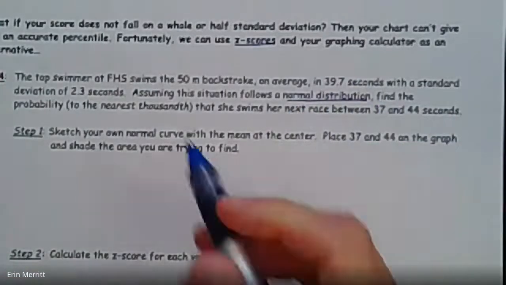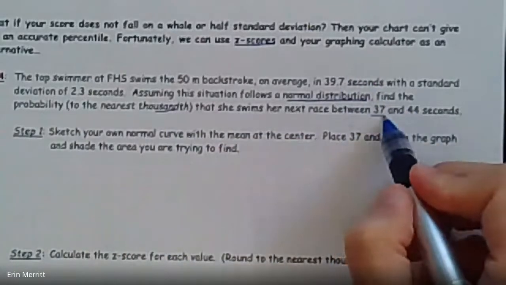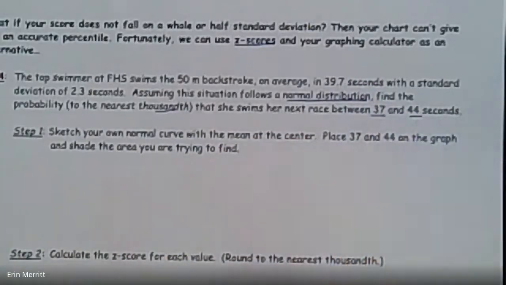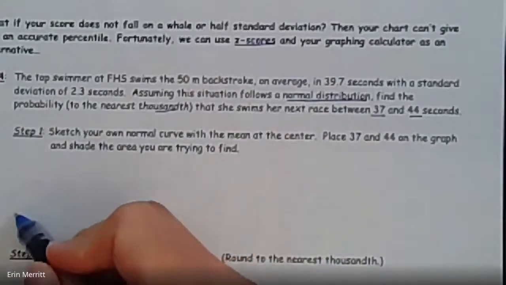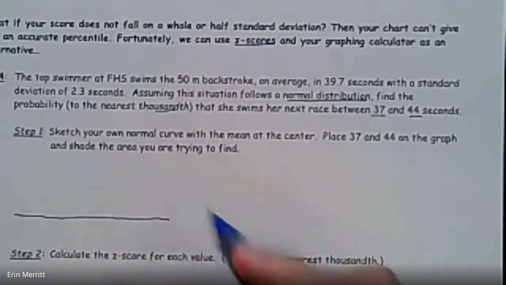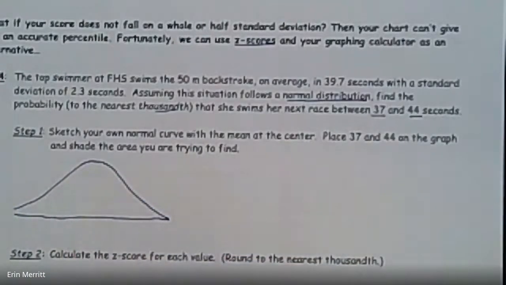Find the probability to the nearest thousandth that she swims her next race between 37 seconds and 44 seconds. So it says, sketch your normal curve with the mean at the center, put the 37 and the 44 on the graph, and shade the area you're trying to find. All right. If we draw our normal curve, do your best. Sometimes they come out a little lumpy. It's okay. We won't judge.